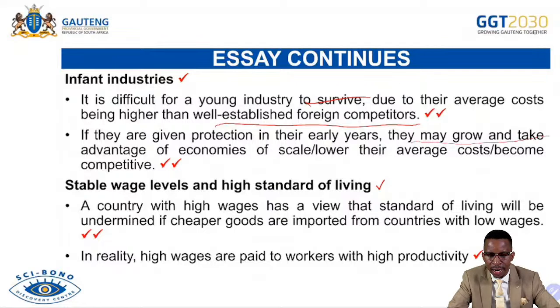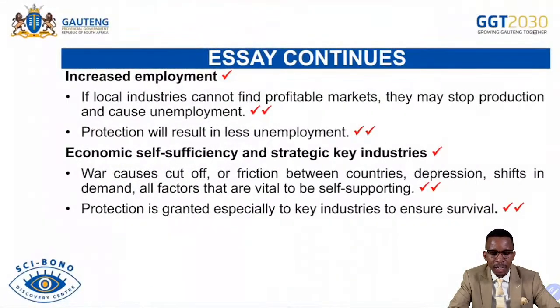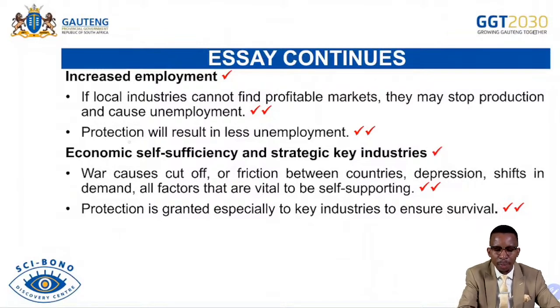Stable wage level and high standard of living. A country with high wages has a view that the standard of living will be undermined or compromised if cheap goods are imported from other countries. In reality, high wages are paid to workers with high productivity. Increased employment. If local industries cannot find profitable markets, they may stop production and cause unemployment. Production will result in less unemployment. If local firms are protected, they will be employing more workers, which will be reducing unemployment.